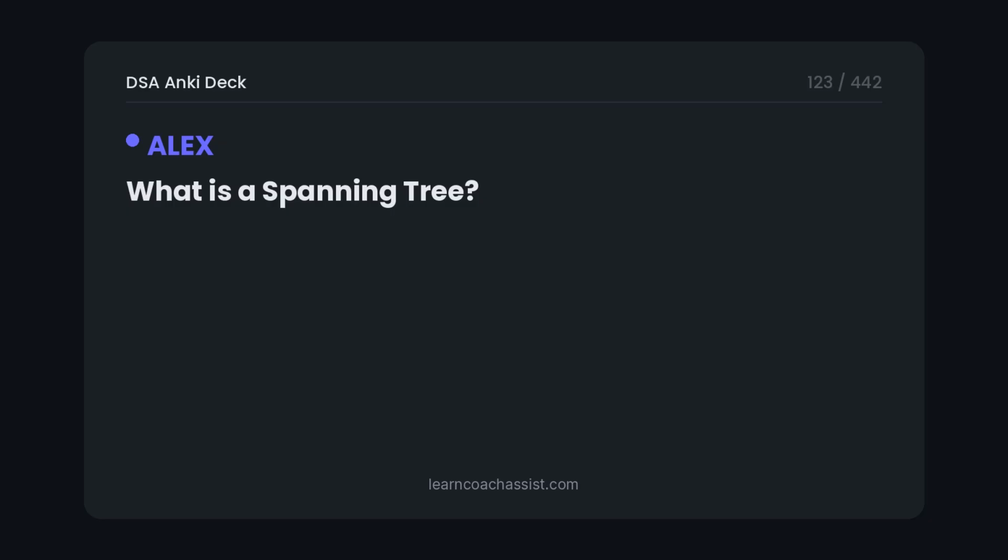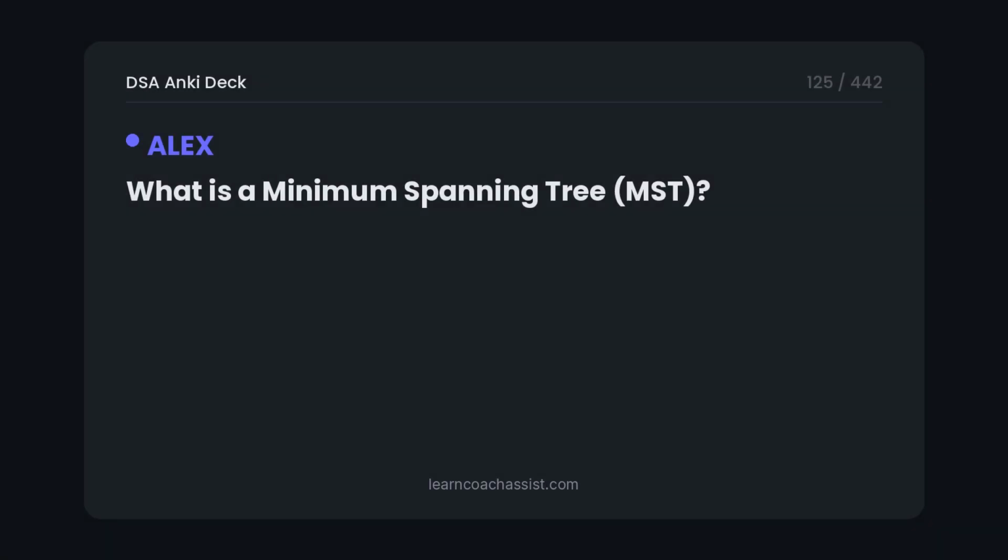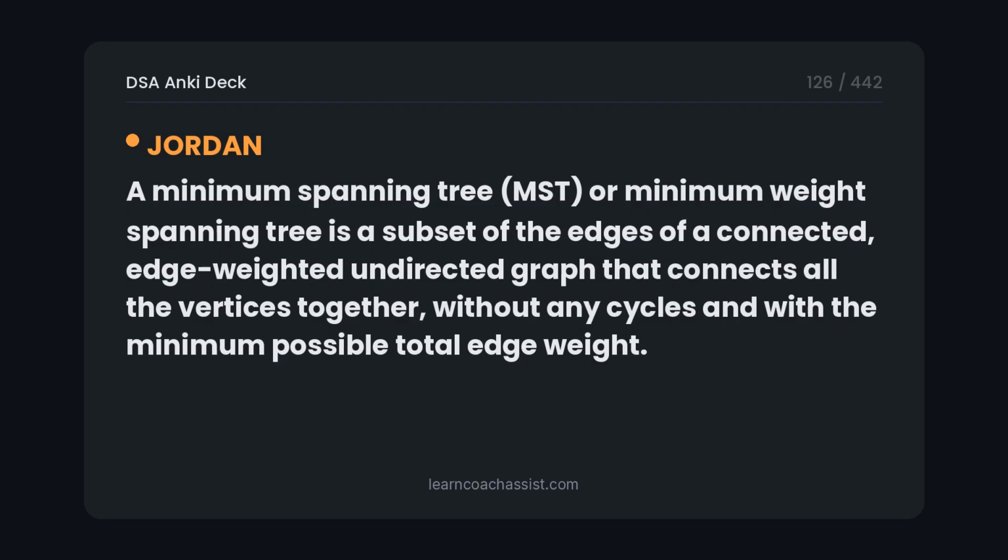What is a spanning tree? A spanning tree is a subset of graph G, which has all the vertices covered with minimum possible number of edges. Hence, a spanning tree does not have cycles and it cannot be disconnected. What is a minimum spanning tree, MST? A minimum spanning tree, MST, or minimum weight spanning tree is a subset of the edges of a connected, edge-weighted undirected graph that connects all the vertices together, without any cycles and with the minimum possible total edge weight.